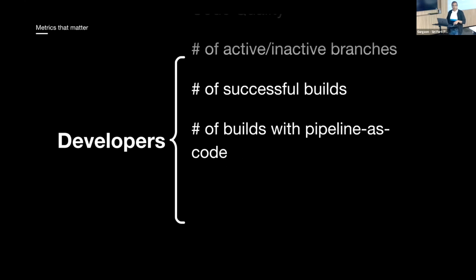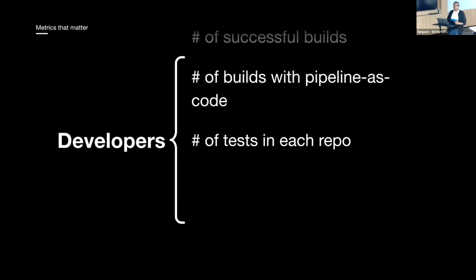Because once it is pipeline as code, then you can templatize it. You can run those checks automatically as part of your pipeline. You don't have to manually configure it. No one has to remember to add those checks in place. The number of tests in each repo.